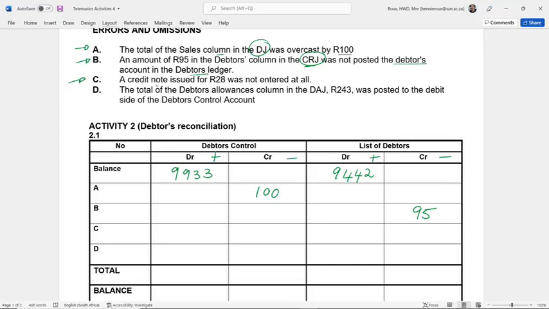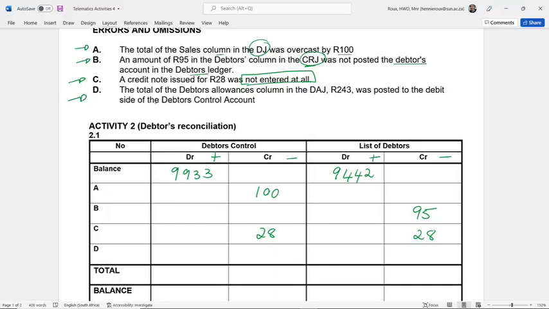Number C, a credit note issued for 28 was not entered at all. Not entered at all, we know both. A credit note means a debtor returned goods. That means a debtor must decrease. So we must credit the control account and the list. We must still make the entry. We must still show the debtor to be credited, and we must also credit the debtors control account.